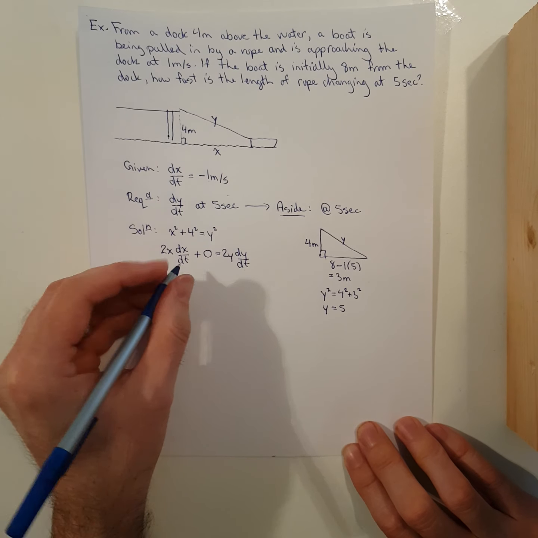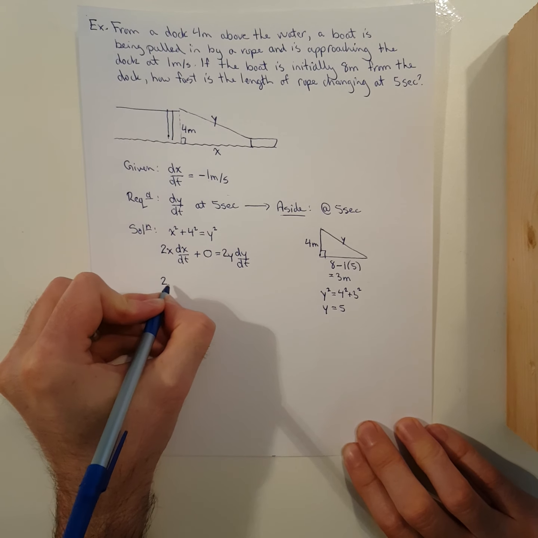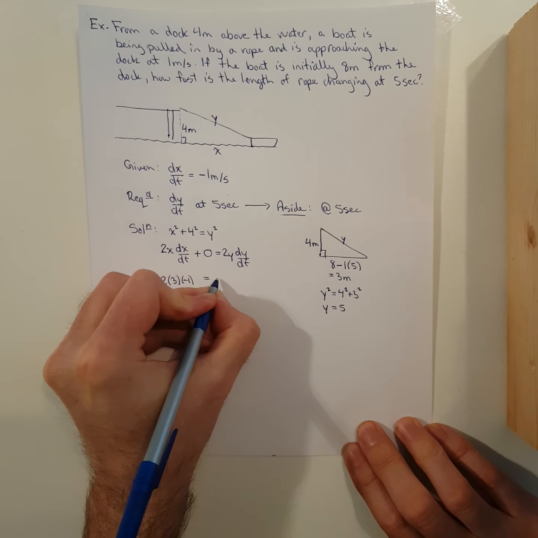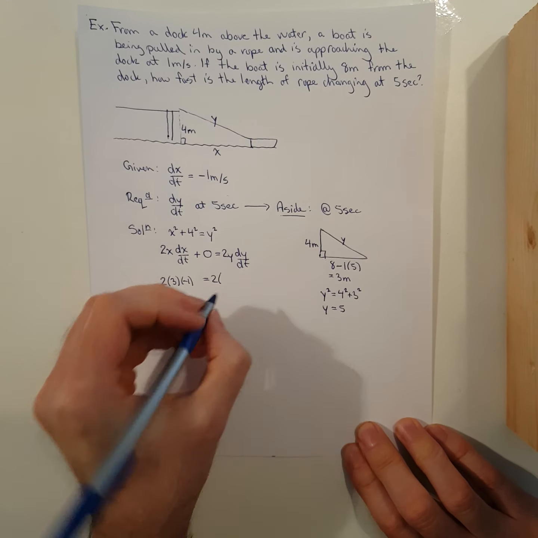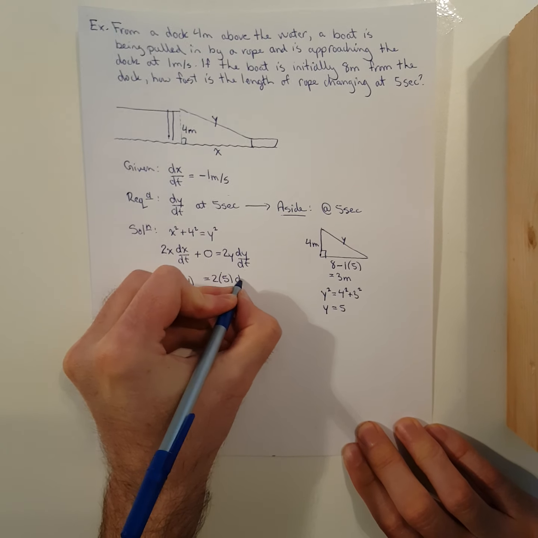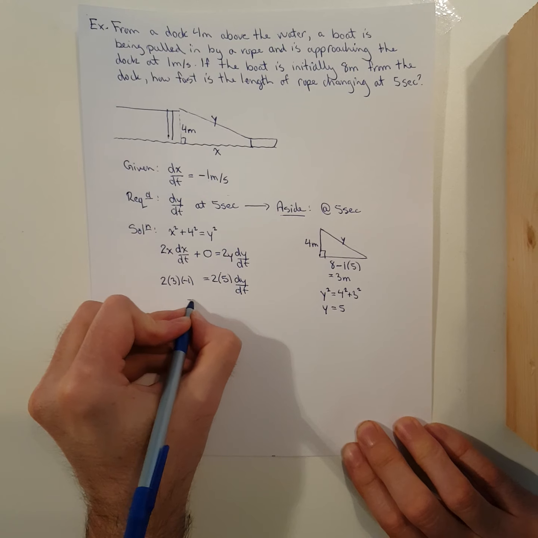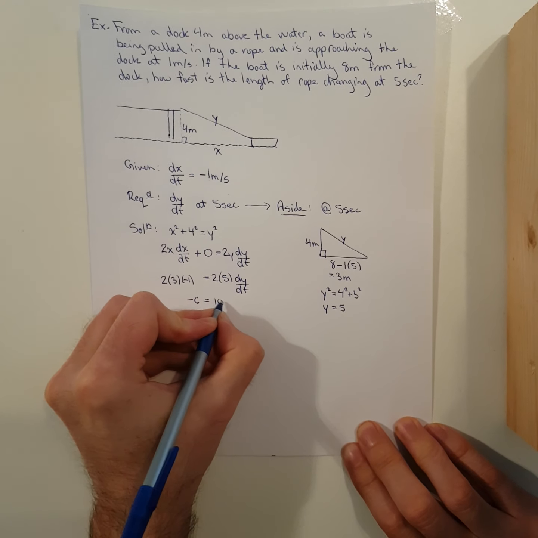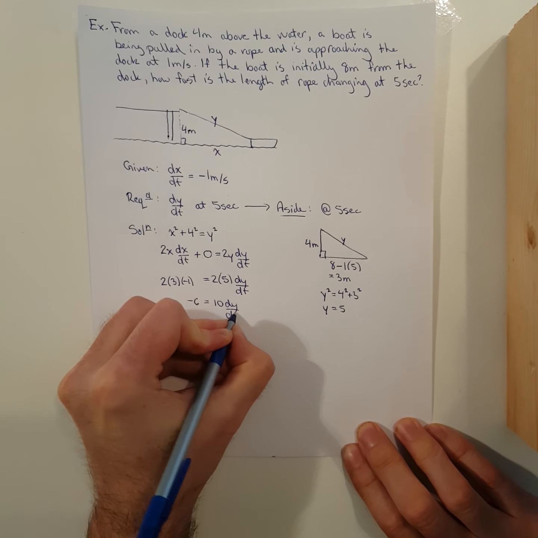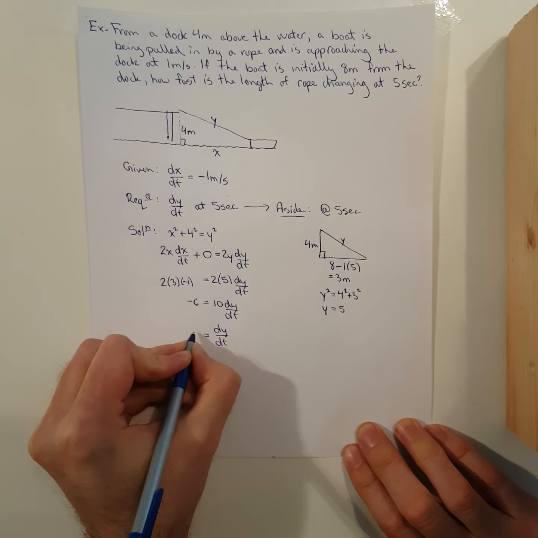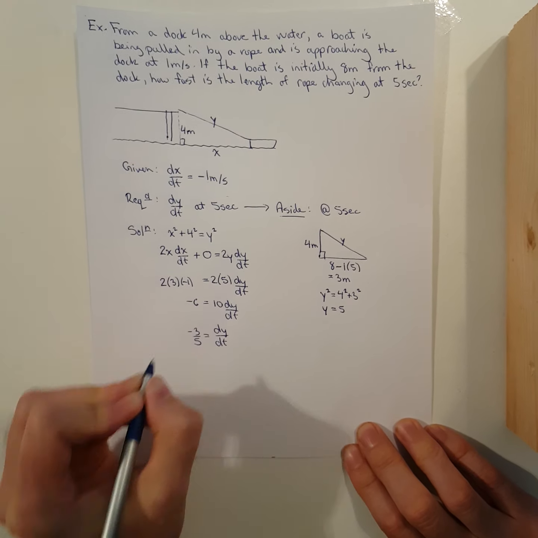So we can come back to our equation. We can say then we have 2 times 3 times -1 must equal 2, and in place of y, we can put in the 5, dy by dt. A little bit of simplifying, -6 equals 10 dy by dt, or dy by dt is -3/5.